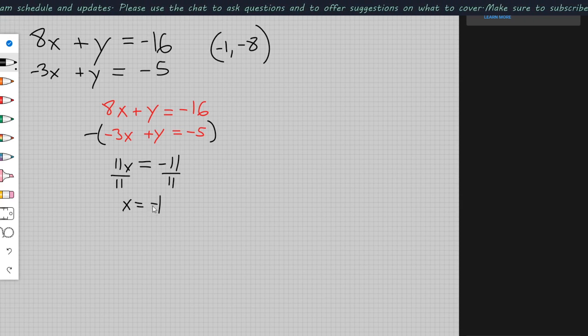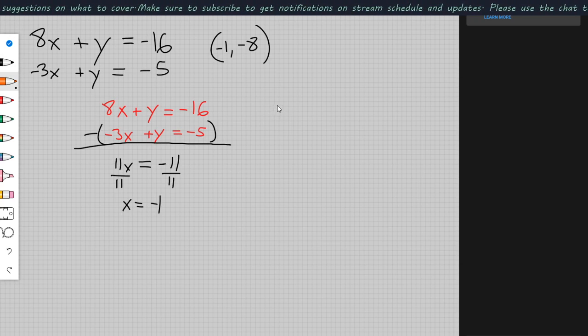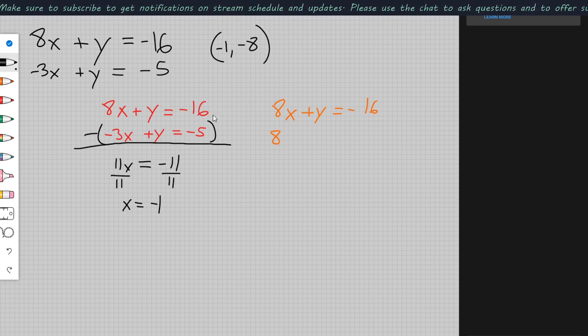Are we off to a good start? Yes, we are. So then again, you can just plug that in. I already plugged it into the first one, I'm sorry, the second one, so I'll plug it into the first one this time. And we will have, let's cross that off. 8x plus y equals negative 16, and then anytime I see an x, I'm going to put a negative 1 in.